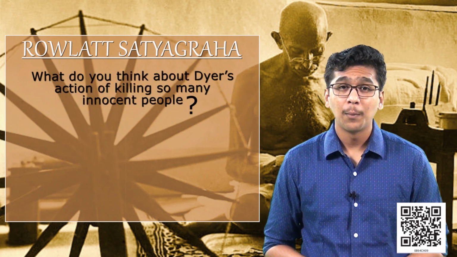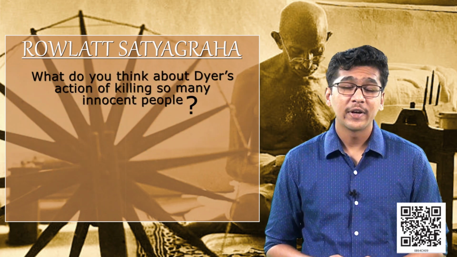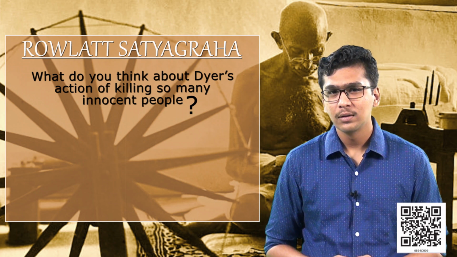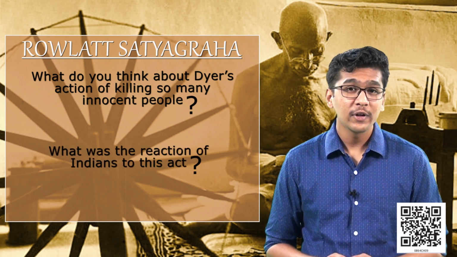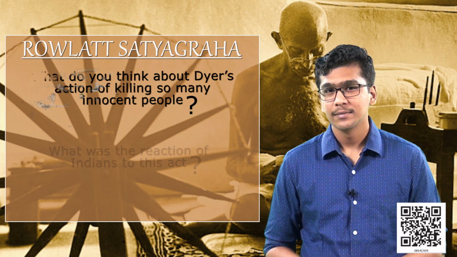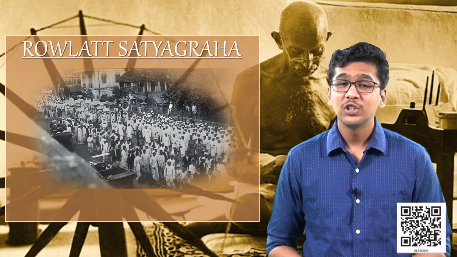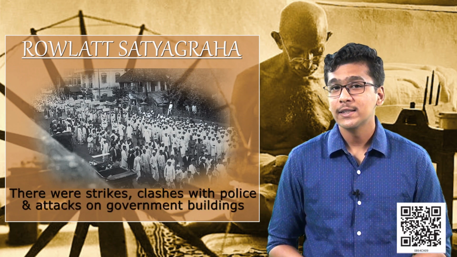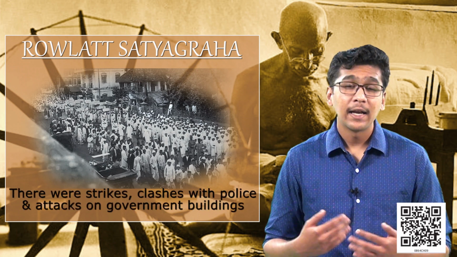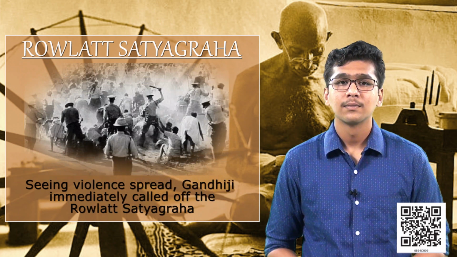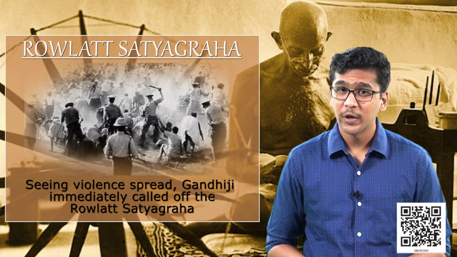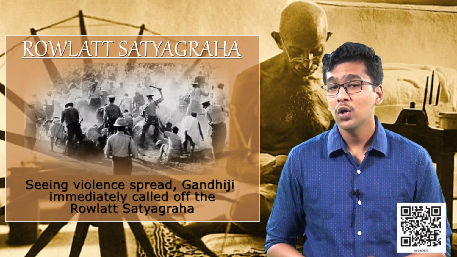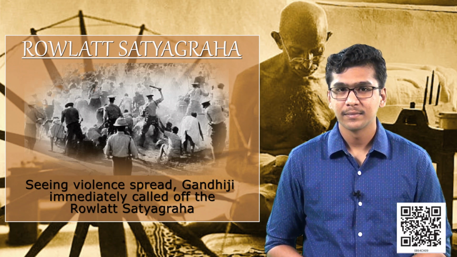What do you think about General Dyer's action of killing so many innocent people? What was the reaction of Indians to this incident? When the news of the Jallianwala Bagh massacre spread across the country, there were strikes, clashes with the police and attacks on government buildings. Seeing this violence spread, Gandhiji immediately called off the Rowlatt Satyagraha.